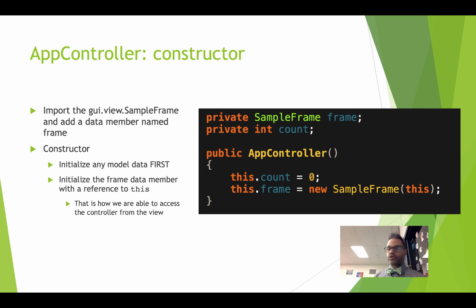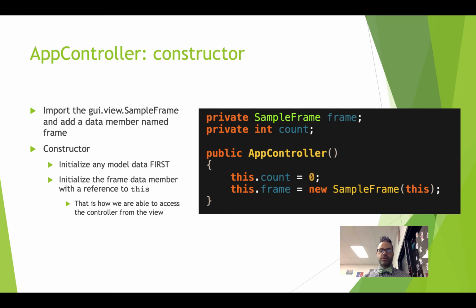We then have our app controller. The first thing we're going to take a look at is the constructor part. Inside our import section, we have a reference to the frame class, and then a data member named frame so we can actually talk to it inside our project. Our constructor itself is pretty basic. We have an app controller constructor with no parameters.